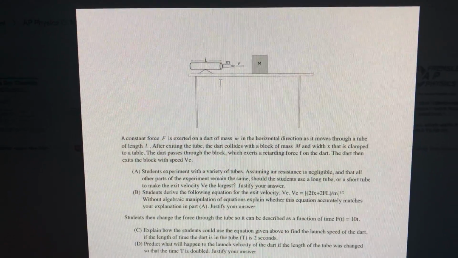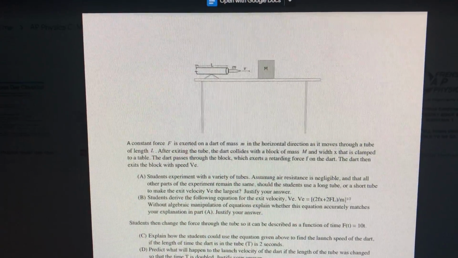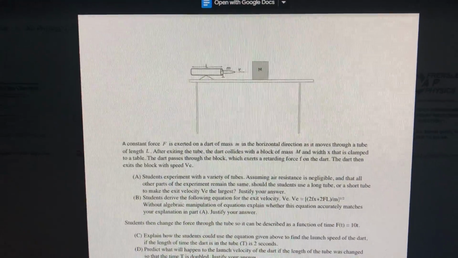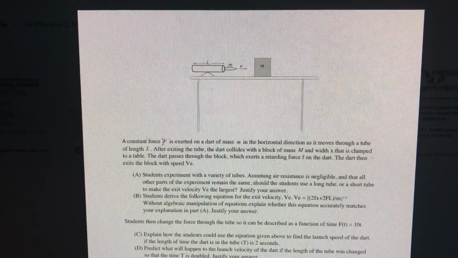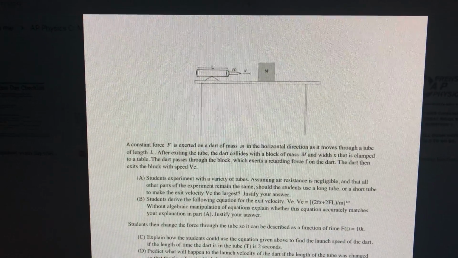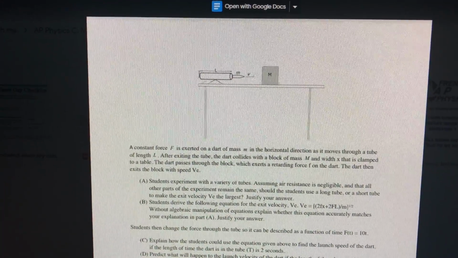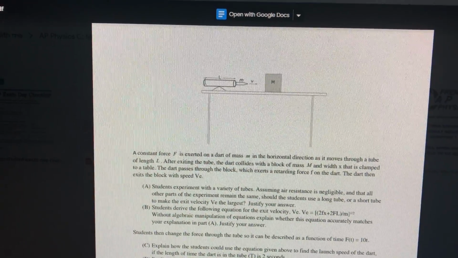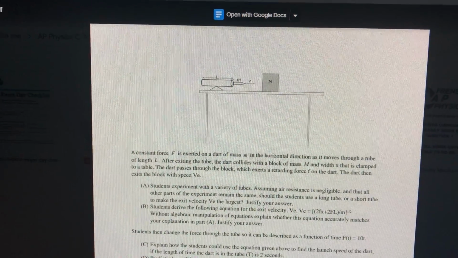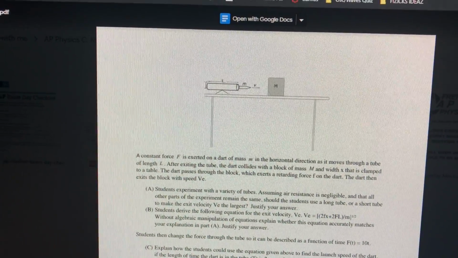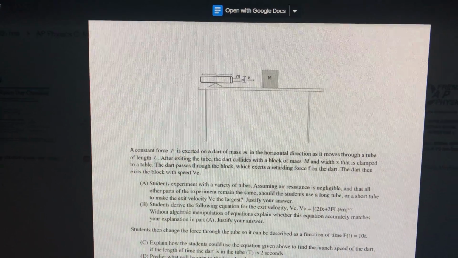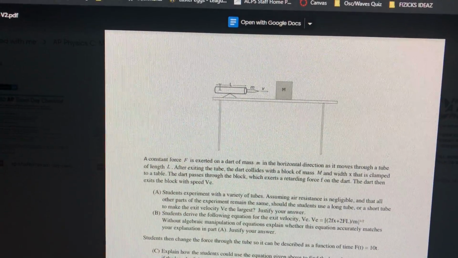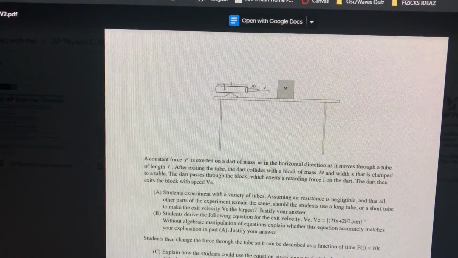Justify your answer. For this one, I would consider what's going on with the force applied to this dart while it's in the tube, and why would it matter? So it's going to be the same force, a constant force no matter what. If the force stays the same, does it matter whether it's longer, shorter? What's the result going to be? If you apply a constant force for a longer distance, what's going to happen when it comes out? If you apply a constant force for a shorter distance, what's going to happen when it comes out? And remember, we're thinking in terms of velocity. So how does the force applied affect the velocity of the object?